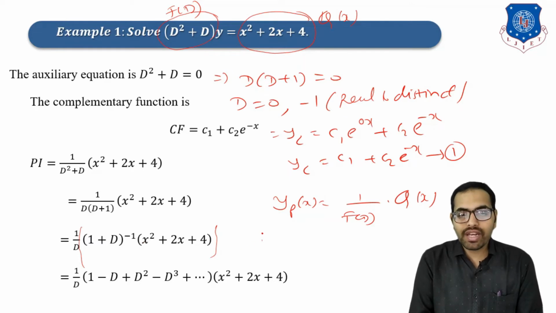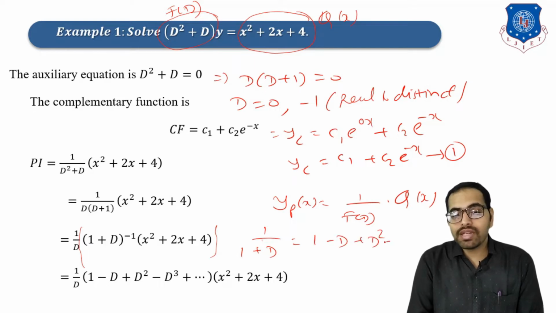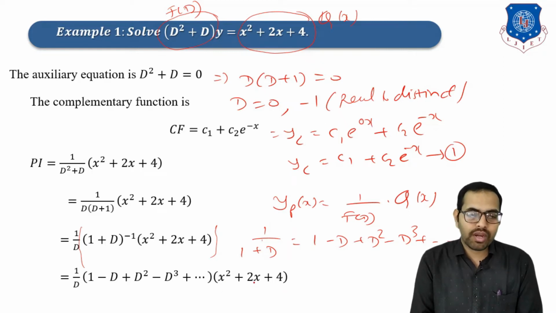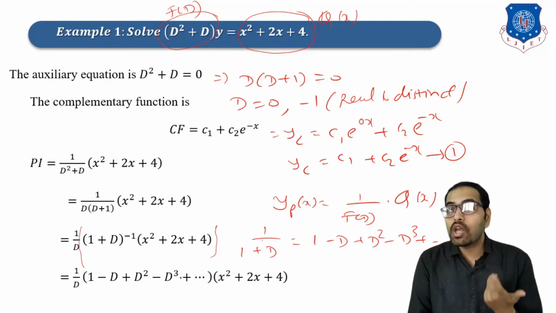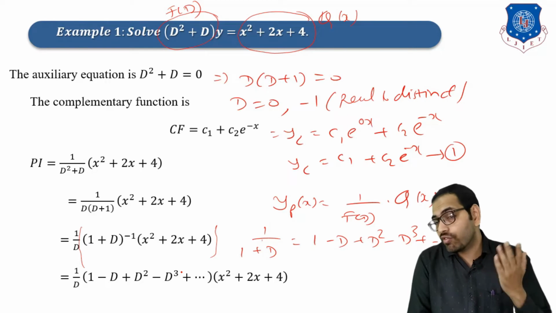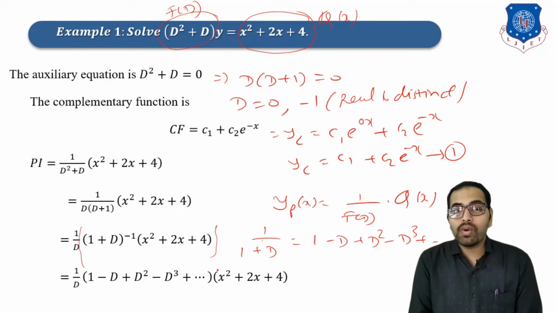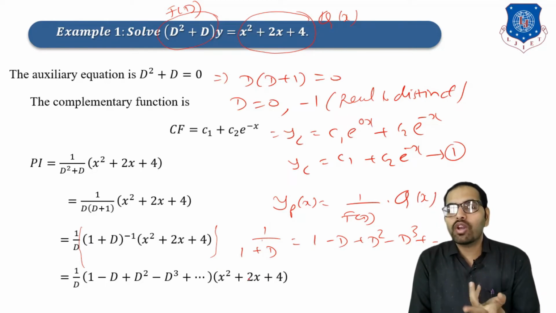As already discussed, we have the formula: 1 upon 1 plus D equals 1 minus D plus D square minus D cube and so on. So 1 minus D plus D square minus D cube and so on, into R of x or Q of x, that is x square plus 2x plus 4. Now D as an operator means D is the single derivative, D square means 2 times derivative, D cube means 3 times derivative, D raised to 4 means 4 times derivative. Now take the derivative of our R of x or Q of x.